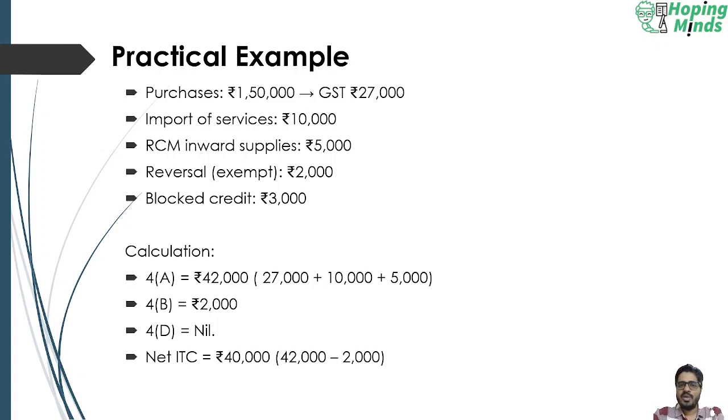Then in column 4B, we have to reverse the input tax credit out of exempt supplies. So such amount is rupees 2,000. And in table 4D, that is ineligible credit, we don't have any data regarding that. So the net ITC that will be available to the taxpayer will be rupees 40,000. That is the difference of total credits available less credits reversed.